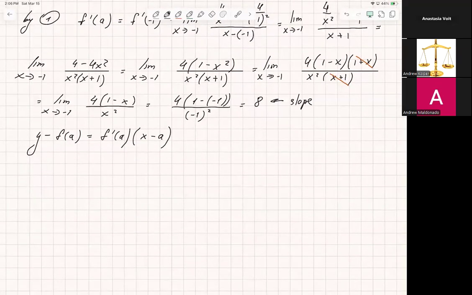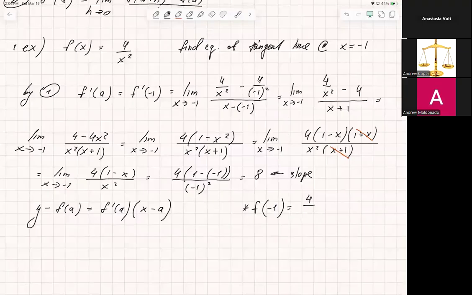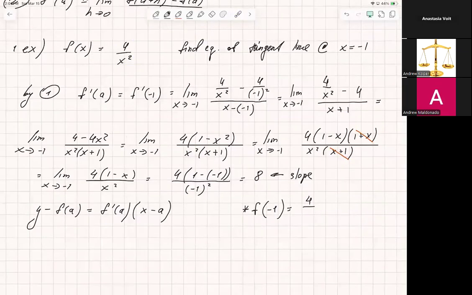So, just as a side note, f of -1 is, we plug in -1 into our original function, 4 over -1 squared. That would make it just 4, right? So we can plug 4 into f of a, then f prime of a, that's 8, and a is -1. So we have everything. So y minus 4 equals 8 times x minus -1.